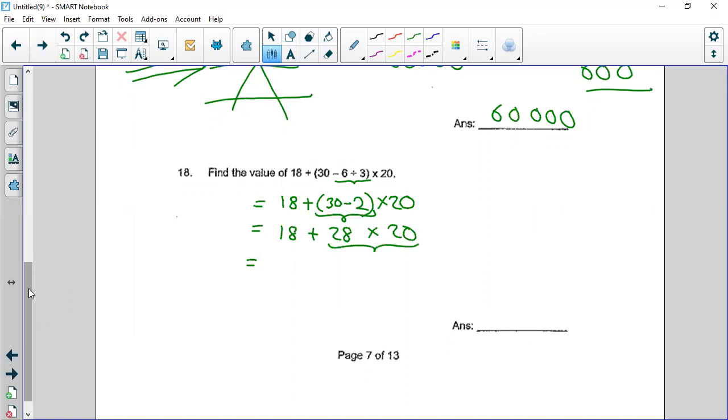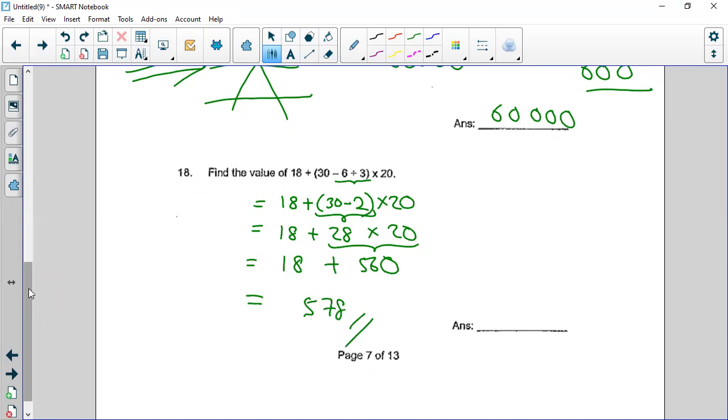Okay, so next step, times. All right, how to times? Shortcut, 28 times 2, 56, and put 1 0 behind, and then 18 plus 560. So step by step. And then you add them together, that will be 578. Okay, everyone should be only doing this way.